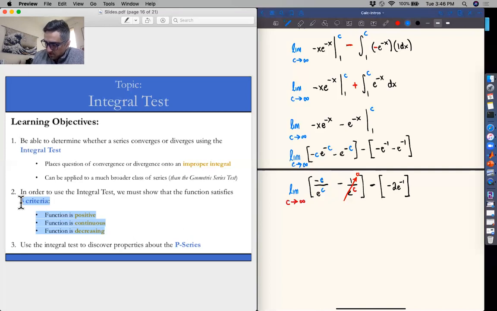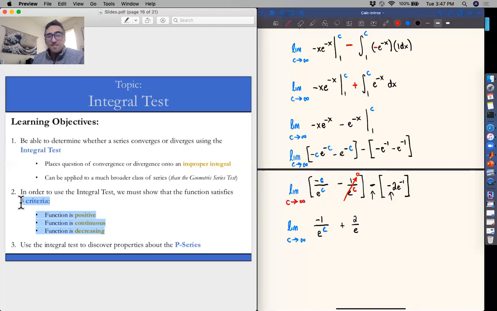So let's do L'Hopital's rule on that first term. So the derivative of the numerator, with respect to c, will just give us a minus 1. The derivative of that denominator will just give us the e to the c back. And well, if we look at what we have in that remaining term, we have a minus sign times minus 2e to the minus 1. So that would just result in a plus 2 over e. We wrote it like that.